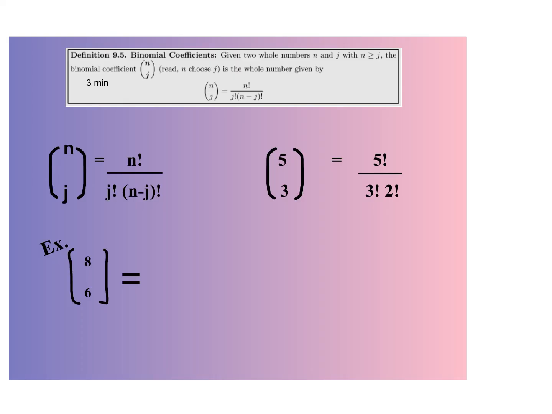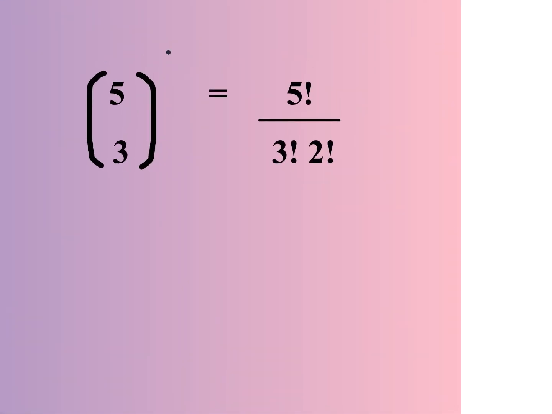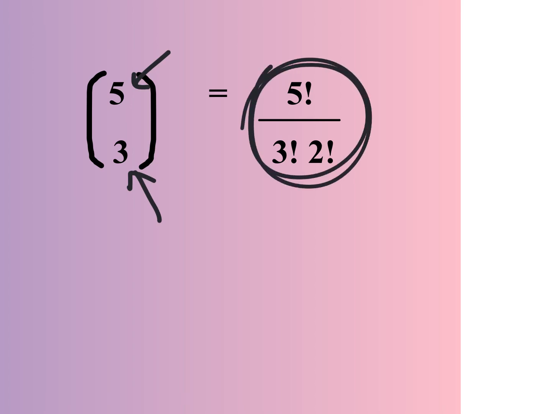Okay, on to this page. This is just telling you how to get those coefficients. This one would have been to the 5th power, and this would have been the 4th term over. And that's how you would have got the coefficient.